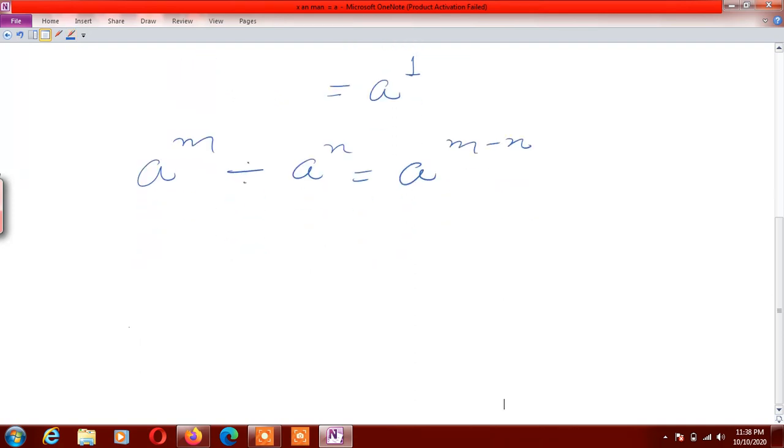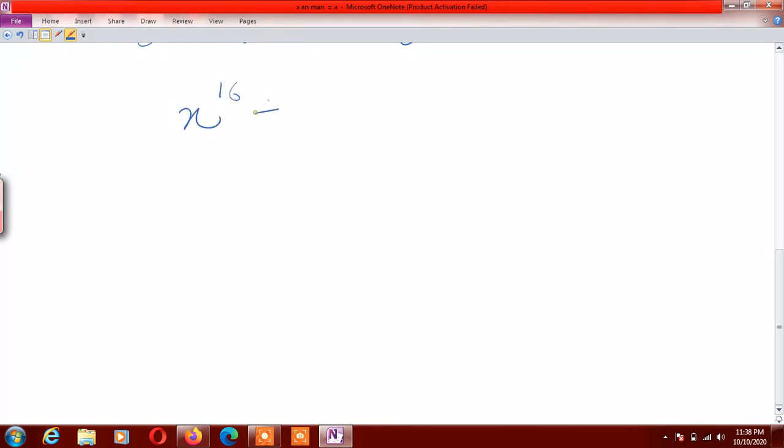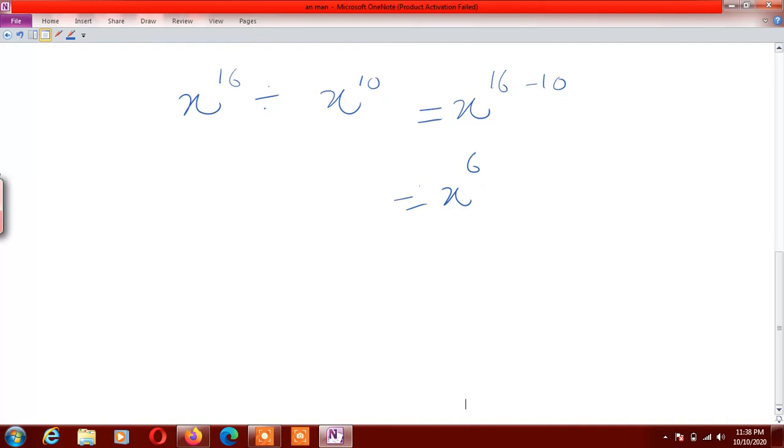Let's take a few more examples to understand this. If I say x power 16 divided by x power 10, it means the base is x and the bases are the same in division, so we'll subtract the powers. That means 16 minus 10 makes it 6. So these are the two laws, the law of multiplication and the law of division. Now let's do a few questions related to these laws.